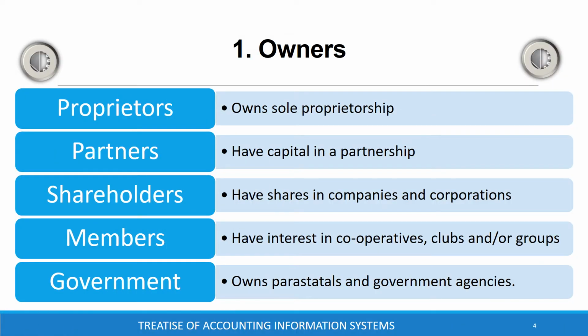The first category of users of accounting information are the owners. The type of owners depend on the nature of an accounting entity. For instance, sole proprietorships are owned by the proprietors. Partnerships are owned by the partners. Companies and corporations are owned by the shareholders. Cooperatives, clubs, and groups are owned by the members. Parastatals and government agencies are owned by the government.